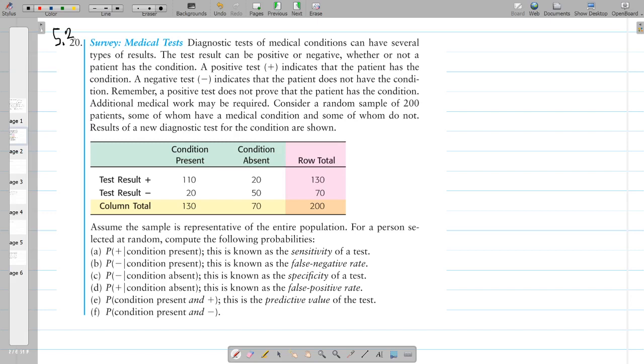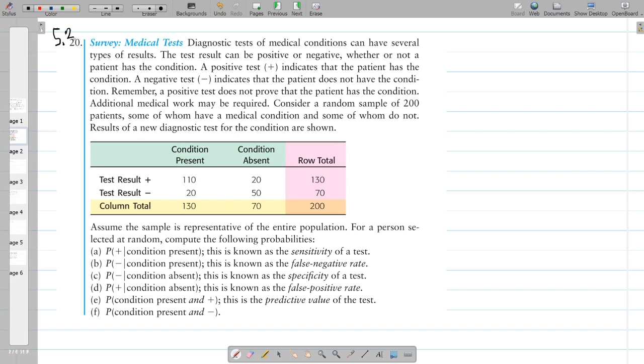It can have several types of results. The test result can be positive or negative, whether or not the patient has a condition. A positive test, plus, indicates the patient has a condition according to the test. The negative test, minus, indicates the patient does not have the condition according to the test. Because remember, a positive test does not prove the patient has a condition because it could be a mistake. Additional medical work may be required.